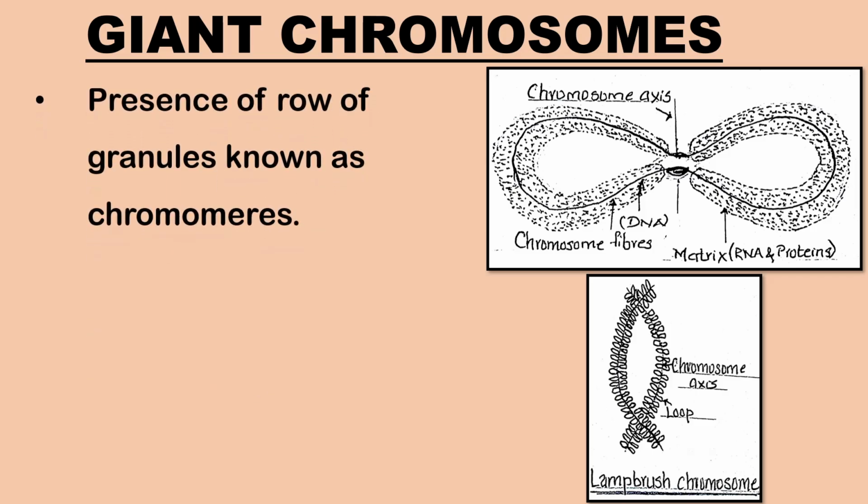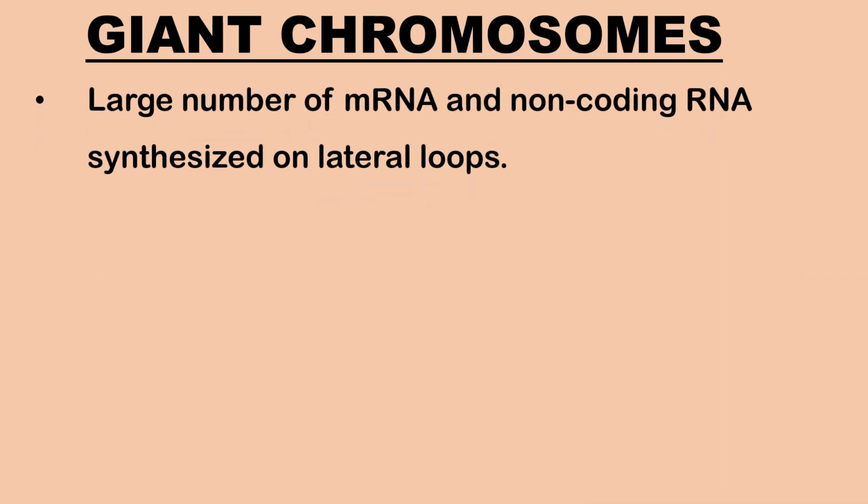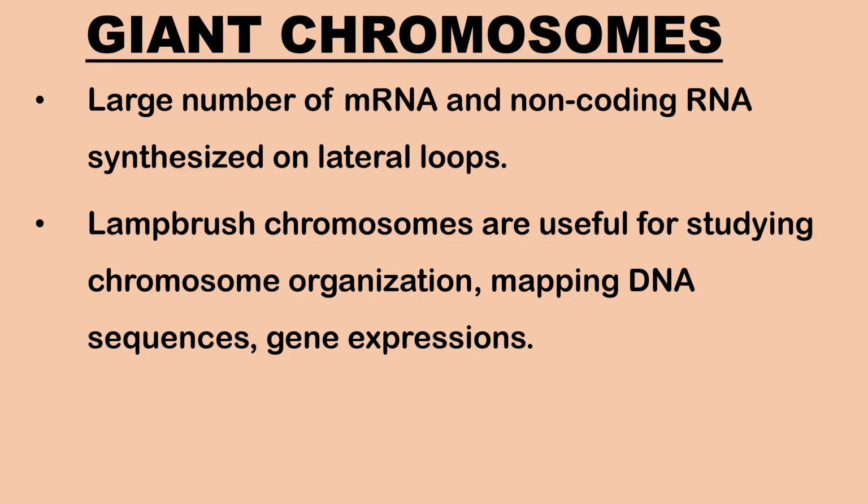It has a row of granules known as chromomeres. The chromonema of chromatids gives out fine loops at the lateral sides. The loops are extended segments of DNA and are rich in RNA and proteins. A large number of messenger RNAs and non-coding RNAs are synthesized on the lateral loops. Lampbrush chromosomes are useful for studying chromosome organization, mapping DNA sequences, gene expression, etc.